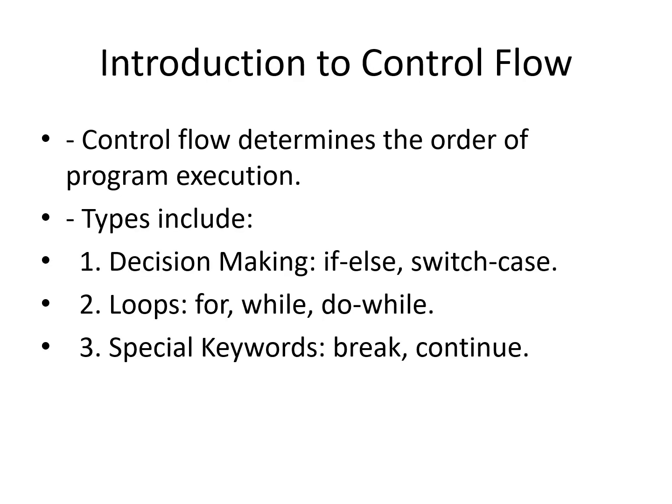So let's start with the introduction. What is control flow? In C there are different types of control flow statements. First is decision making with if and else. If and else statements are there, and switch cases. Second are loops like for loop, while loop and do while loop. And we are also going to understand the special keywords like break and continue, and where they will be used.